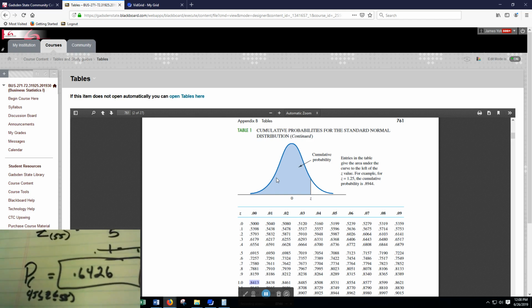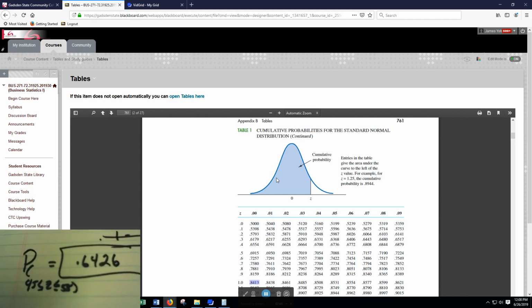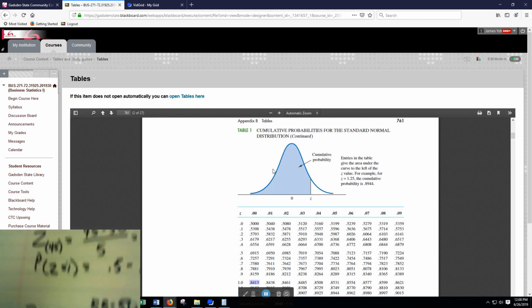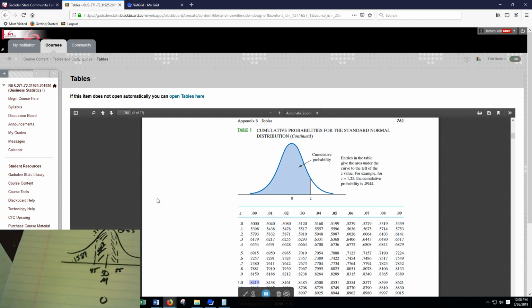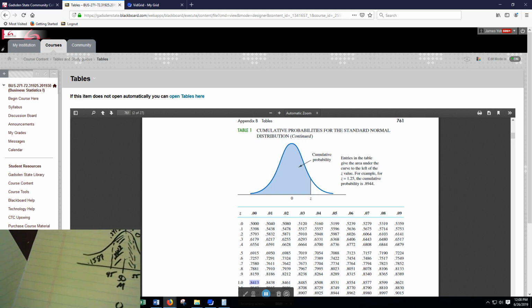So we add those two together and we're going to get 0.6426. So we can say that approximately 64.26% of the observations will fall between 45 and 55.